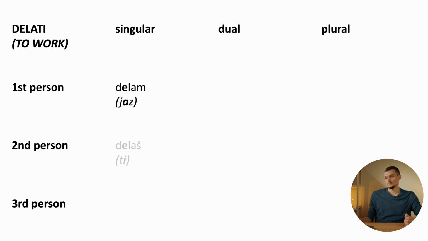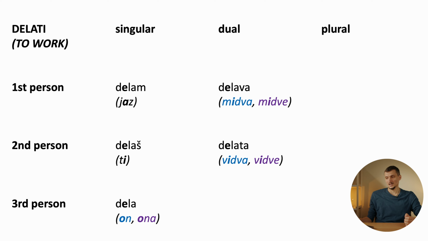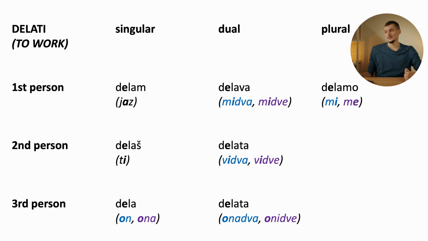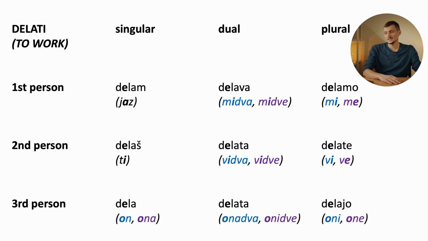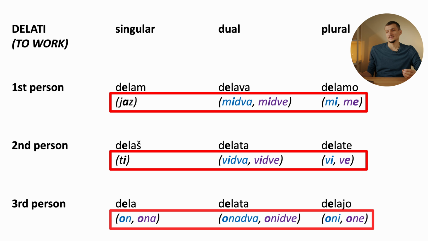So, delam, delaš, dela, delava, delata, delata, delamo, delate, delajo. Or in other words, I work, you work, he, she works, and then delava, the two of us work, delata, the two of you work, delata, also delata, the two of them work, delamo, we work, delate, you, plural, work, and delajo, they work.